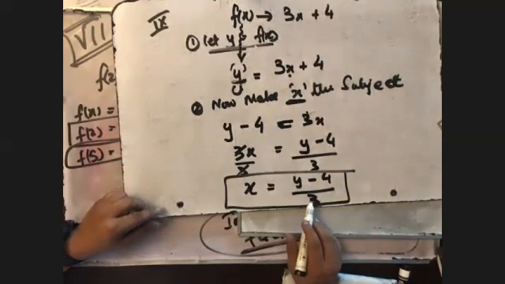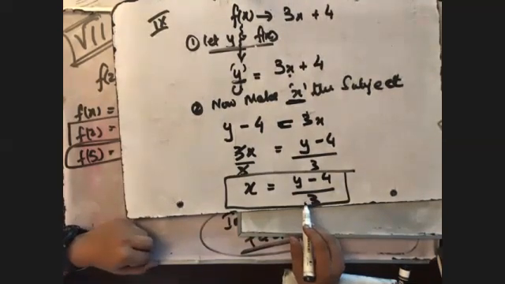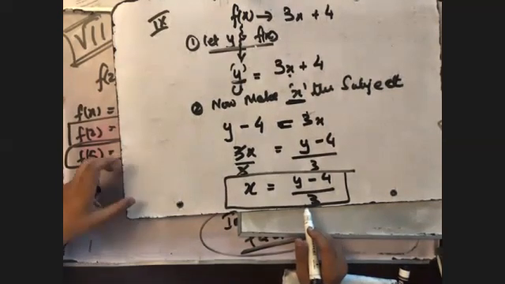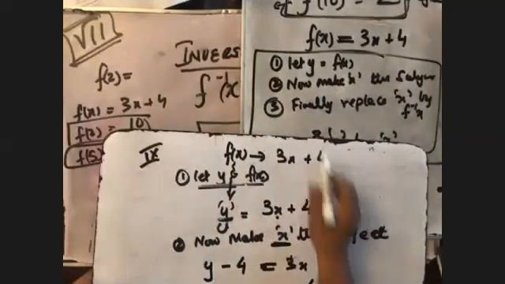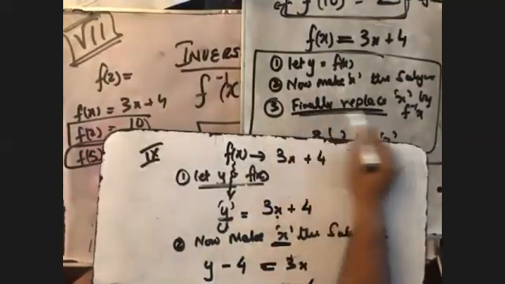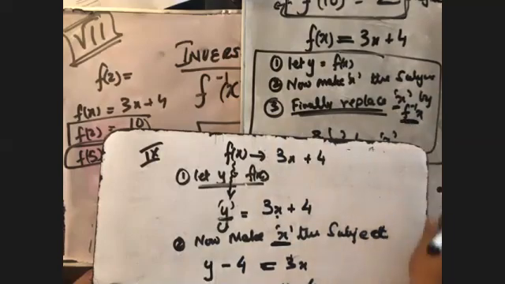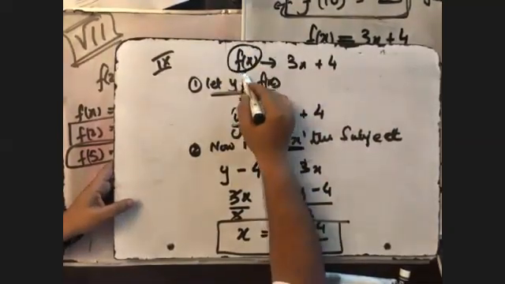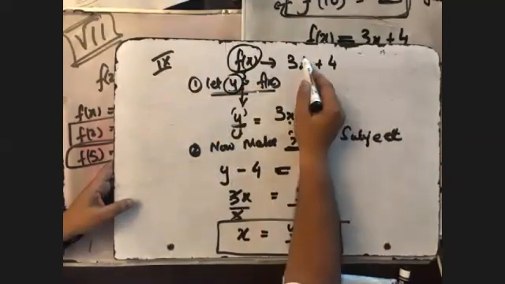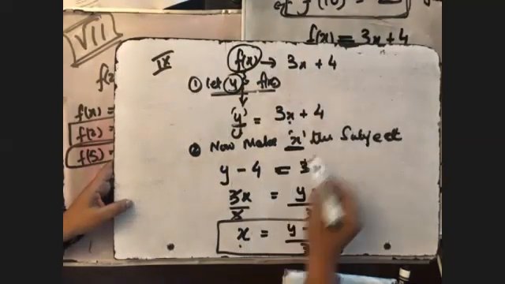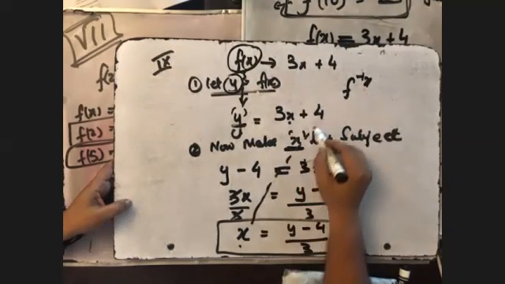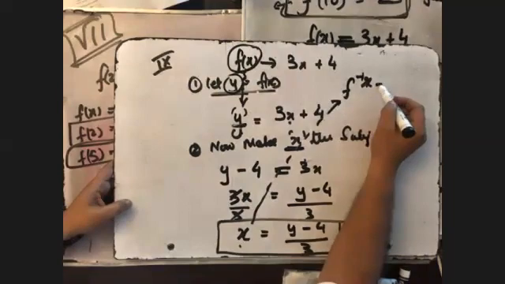Congratulations. You have inversed the equation. And then you remember step number 3. Finally, replace the x by the inverse. Look, initially you called f(x) y. So you're going to call x f inverse of x. X will now become f inverse of x.